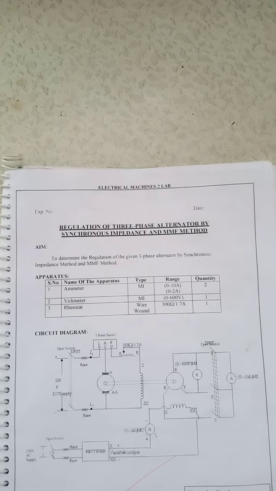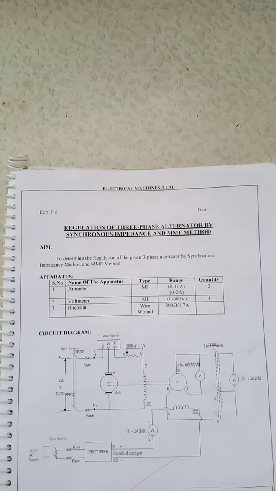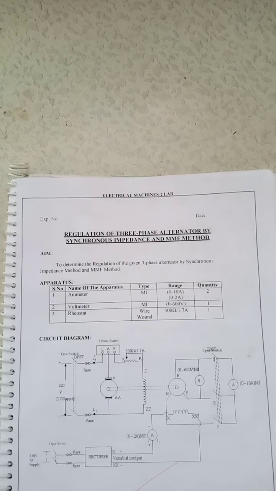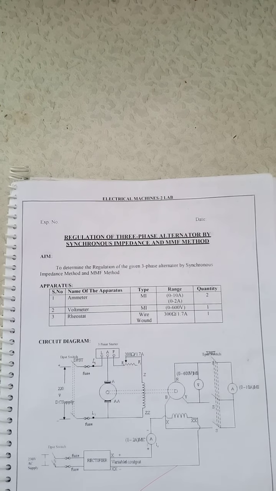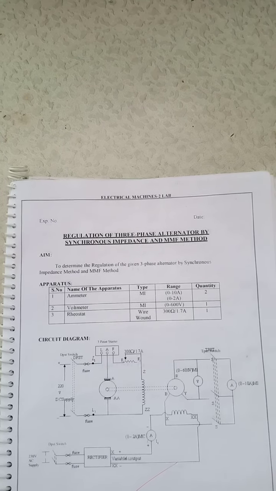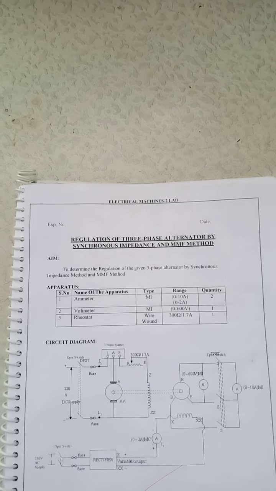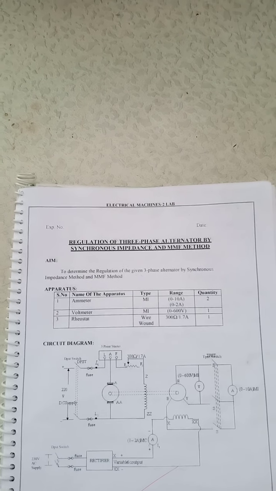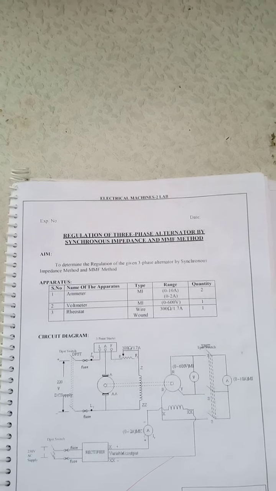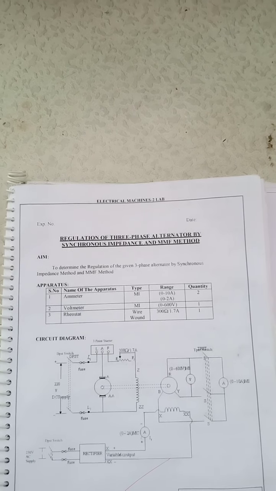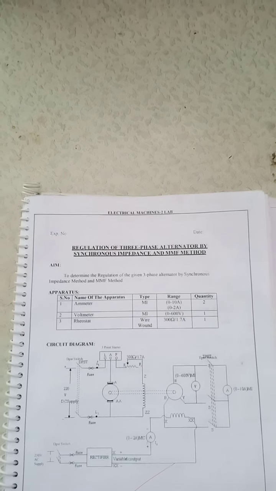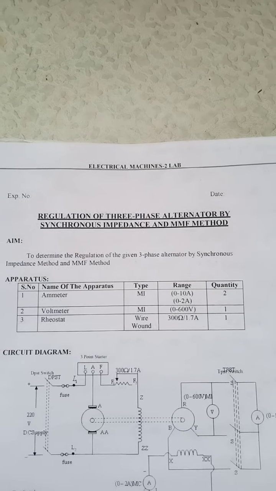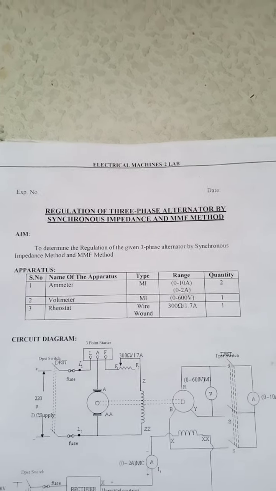So this is the overall circuit diagram of the regulation of the three-phase alternator. Here two ammeters of 0 to 10 amps and one ammeter of 0 to 2 amps are taken. Those are MI type, which are used for AC circuits. The voltmeter is MI type, 0 to 600 volts, one required, and a rheostat of 300 ohms by 1.7 amps, one is required.